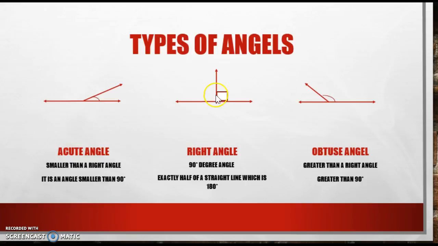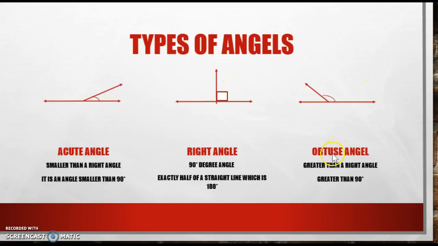Now, we have an angle that is smaller than a right angle. We're going to look at this one right here. That would be any angle that is less than 90 degrees. So for example, if we're measuring degrees from this point to that point, and it's less than this, so it's anywhere over here, that is an acute angle.